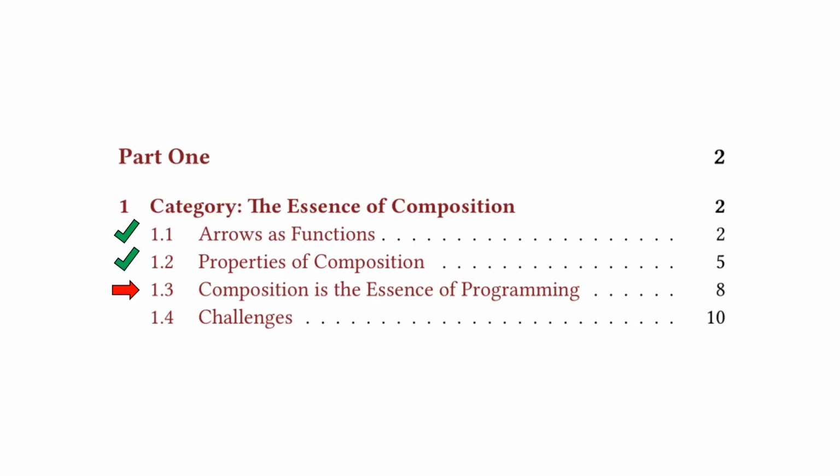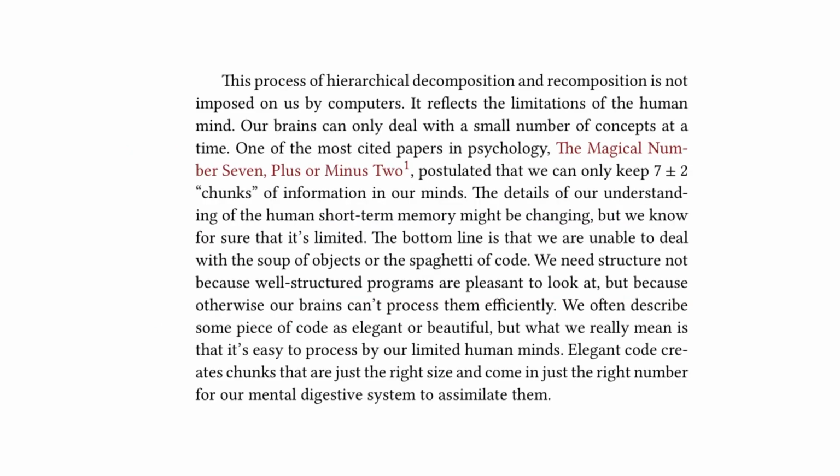Moving on to our last subsection that isn't the challenges, 1.3, which is entitled Composition is the Essence of Programming. I'm not going to read this example, but basically this short subsection is just trying to motivate why composition is so important. The paragraph highlights the magical number 7 plus or minus 2, which postulates that we can only keep in our mind 7 plus or minus 2 things at a time. I heard this for the first time in a Rich Hickey talk called Simple Made Easy.